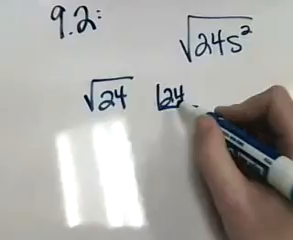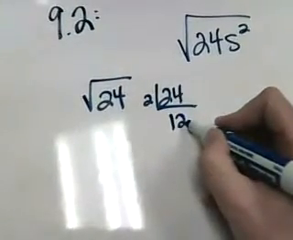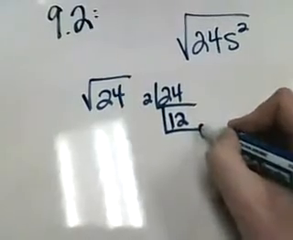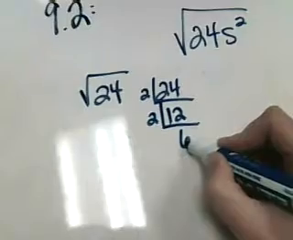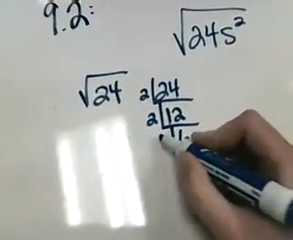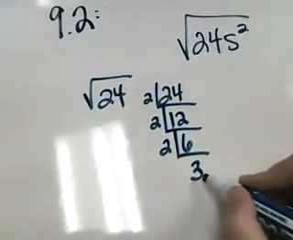Smallest number that can come out of 24 is 2. That leaves me with 12. Smallest number that can come out of 12 is 2. That leaves me with 6. Smallest number that can come out of 6 is 2. That leaves me with 3, and 3 is prime.